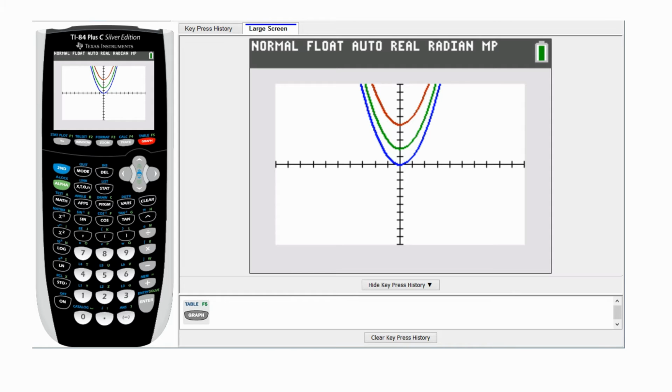Going to trace. For my y = x², my blue graph, my vertex is at (0, 0). If I push my up arrow, it's now on the graph of x² + 5. Notice my vertex is (0, 5). I push my up arrow again, and now I'm on the graph of y = x² + 2, and my vertex is (0, 2). So when I add a number to x², my graph is moved up on the y-axis.